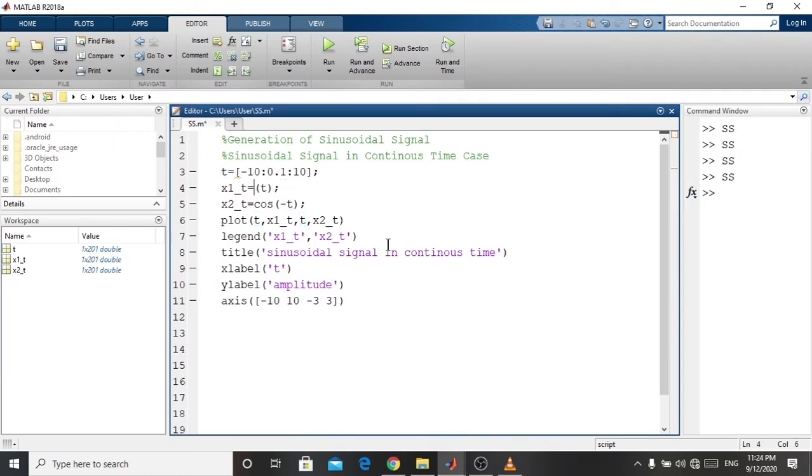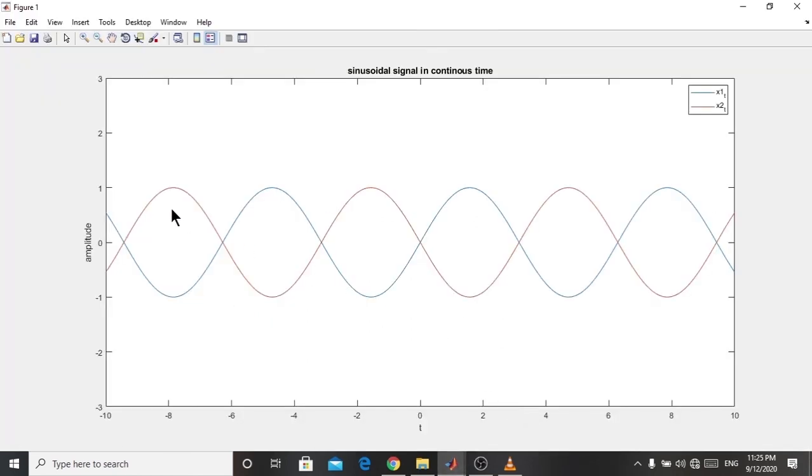But in case of sine signal, this is not the case. This is x1 of t, that is sine of t, and x2 of t, that is sine of minus t, is the red one. Here you can see what happens to a sine signal when it is subjected to time reversal. That's why sine is an odd function and cosine is an even function. Cos of minus x is equal to cos x and sine of minus x is equal to minus sine x.